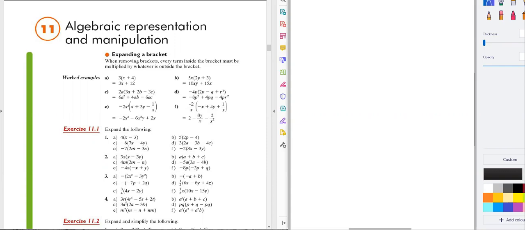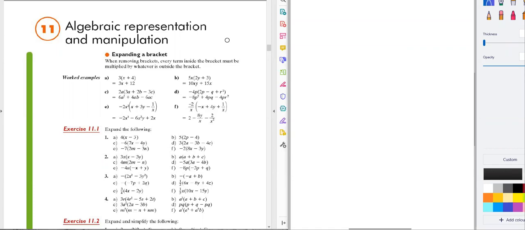Hi guys, today let's learn something about algebra. This is in chapter 11 from your textbook. So I will divide this chapter into a few sections, a few videos, so that I shorten the length of the video.